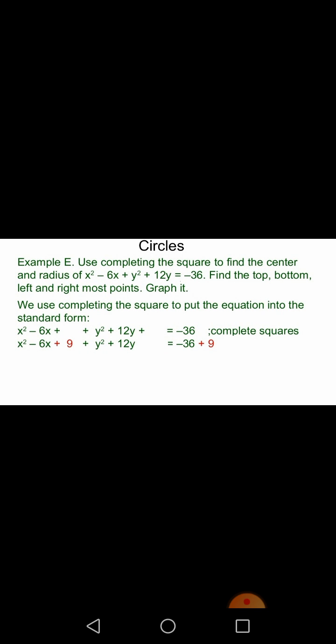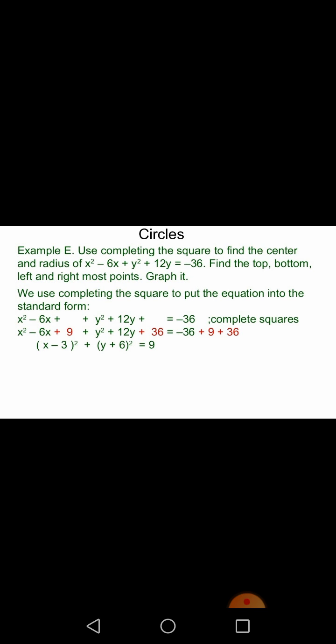Okay, what about y? The coefficient of y here is 12. Then half 12 all squared. Half 12 is 6, squared is 36. So I will add 36 here, and you should add 36 on the other side to keep the equation the same, right? Let's see it together. For x, I will add 9 here and 9 on the other side. 9 comes from where? From half 6 all squared, okay? And this is about 36.